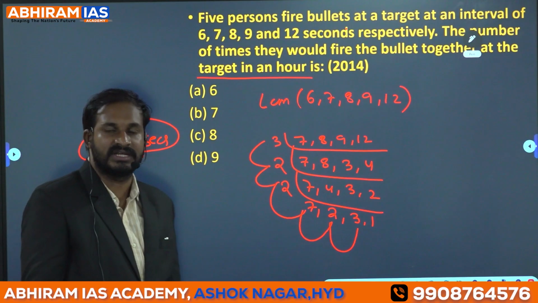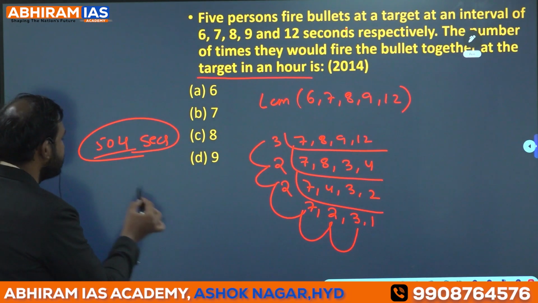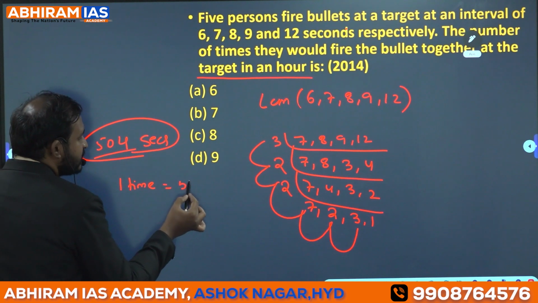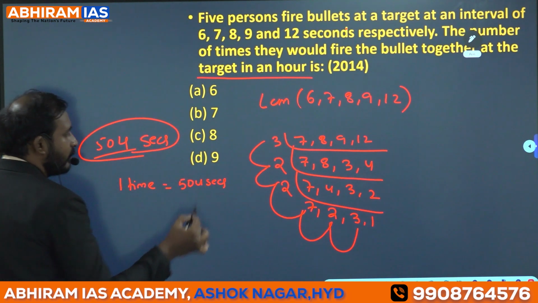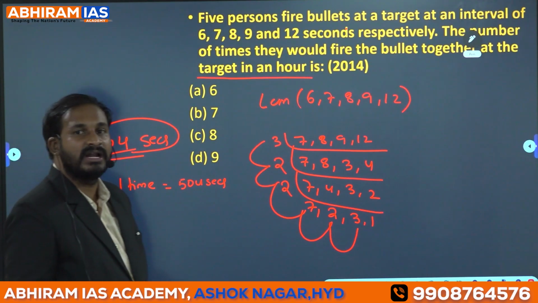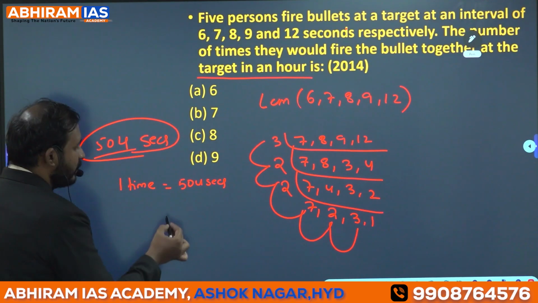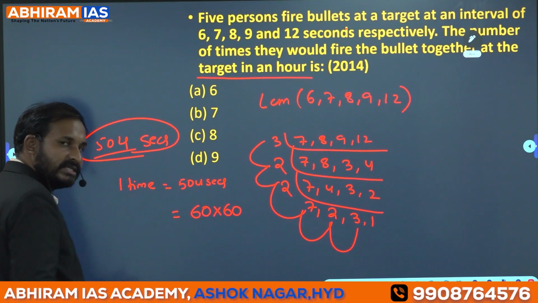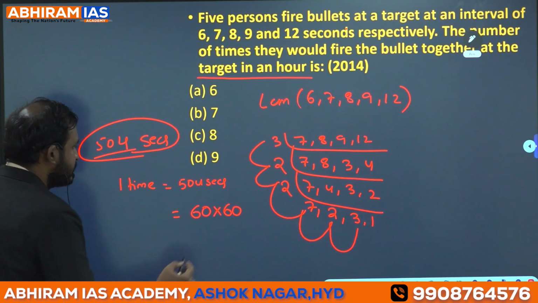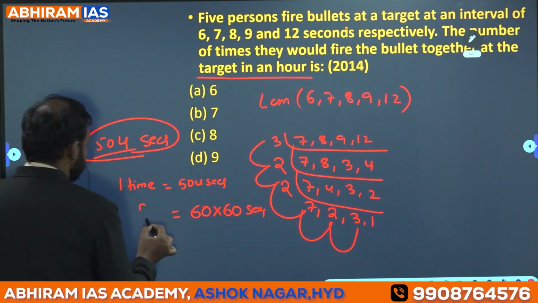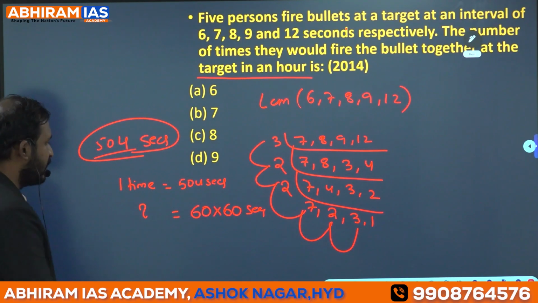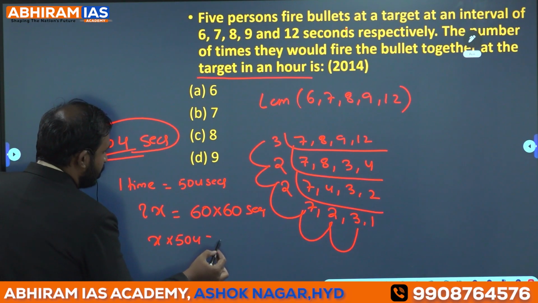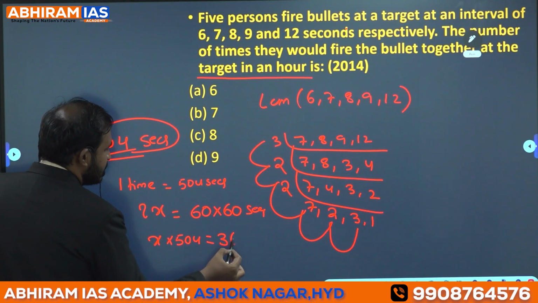For every 504 seconds, they all will hit the target together. That means to hit the target together one time, it is taking how many seconds? 504 seconds. So in 1 hour, this will happen how many times? 1 hour means 60 into 60 seconds, 60 minutes, and 1 minute is equal to 60 seconds. So in 60 into 60 seconds, how many times will this happen? Let us assume it as some x. x into 504 is equal to 1 into 3600.